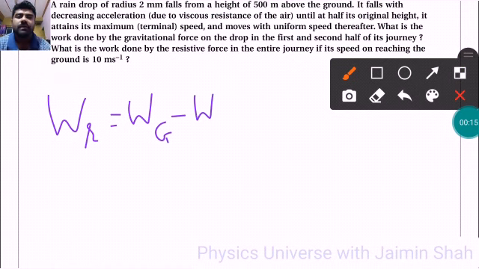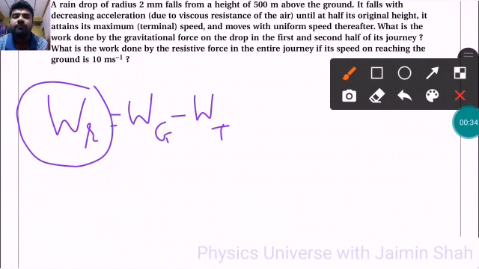Here they have also asked about the work done by the resistive force. Now what is the work done by the resistive force? We got the work done by the gravitational force, and minus the work done by that, so one is the kinetic energy work done and another is the potential energy work done. So the difference between these two, we will get the resistive force work done.